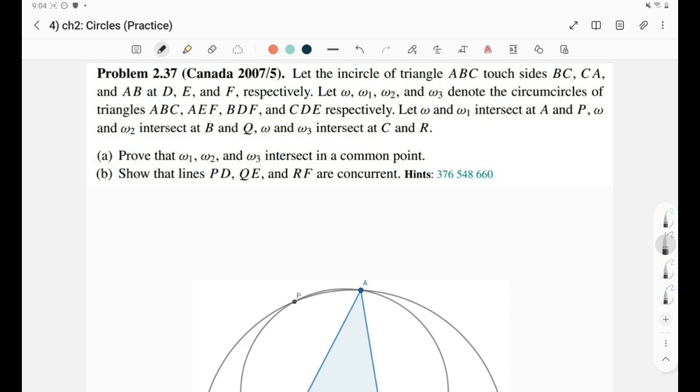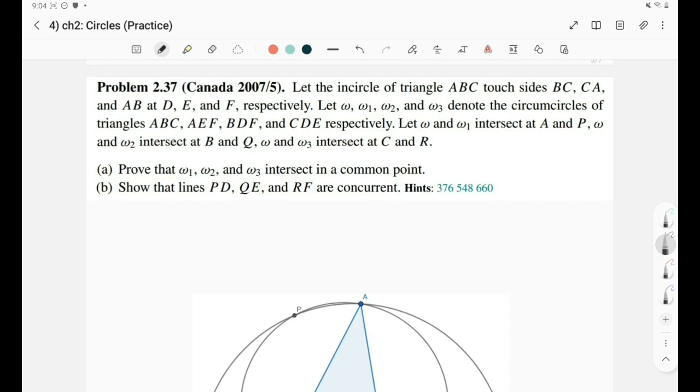We have 2 parts here. Part A: prove omega 1, omega 2, and omega 3 intersect at a point. And part B: we need to show that the 3 lines PD, QE, and RF are concurrent. Okay, so it's very easy to draw this diagram. There is nothing interesting here in this diagram. We can easily draw it.